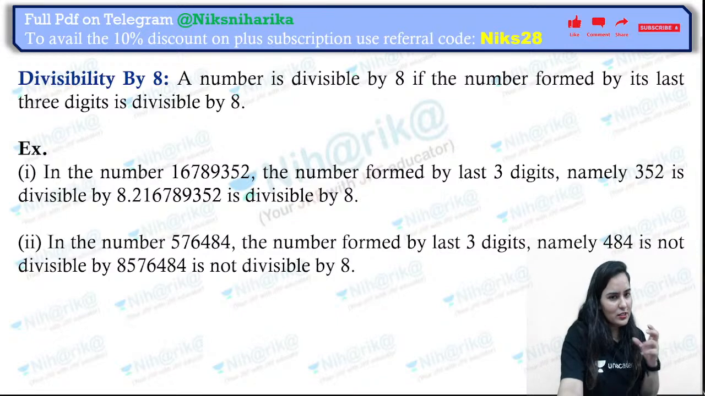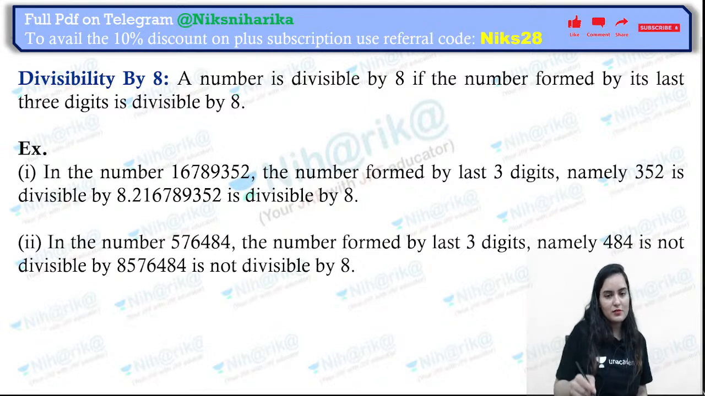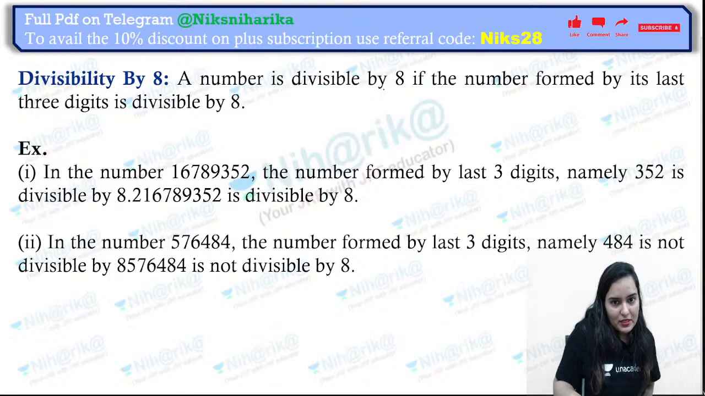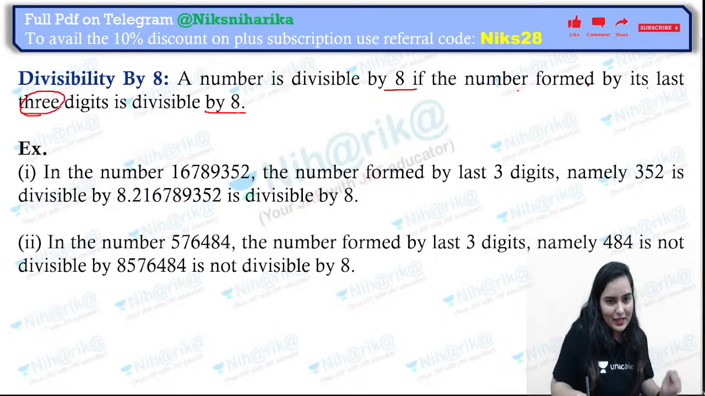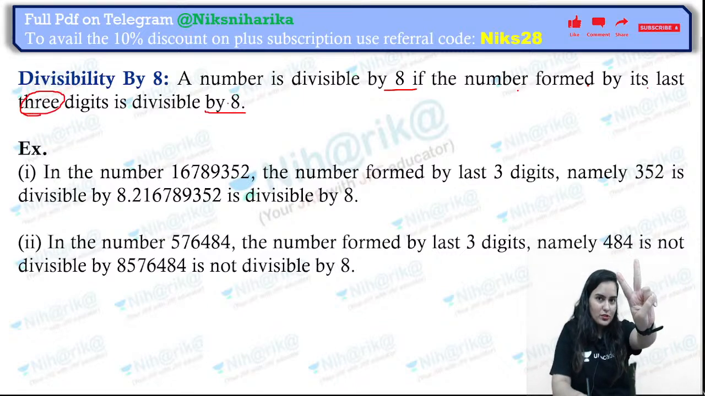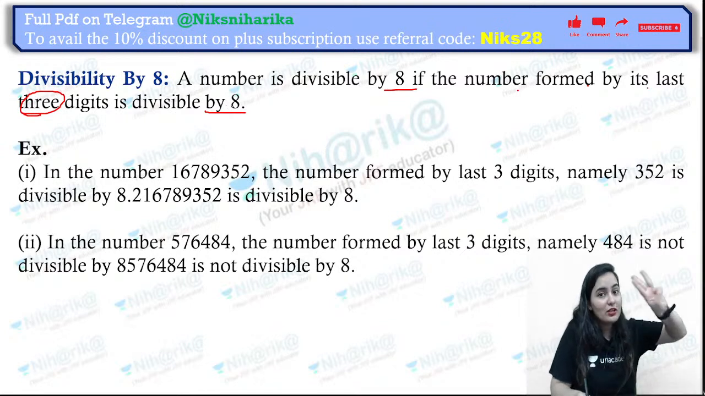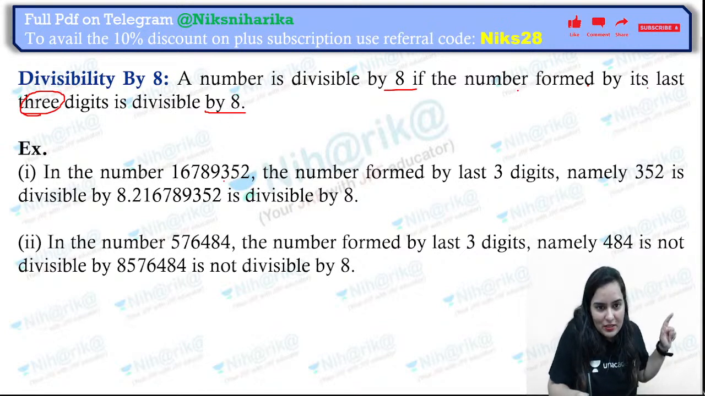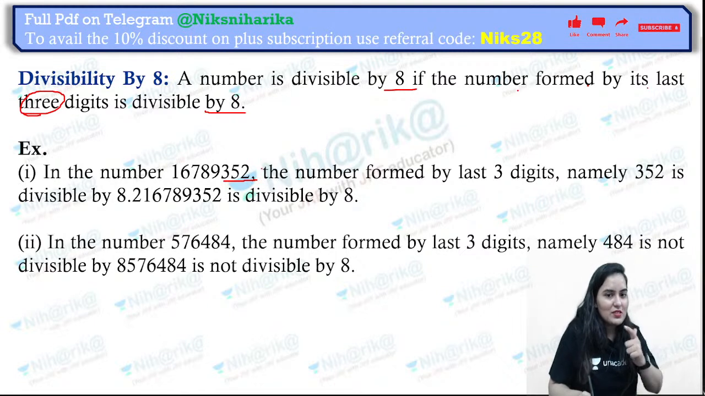Very good. Now let's see about 8. How we can quickly judge whether a big number is divisible by 8 or not. A number is divisible by 8 if the number formed by its last 3 digits is divisible by 8. For 4, we just need to take 2 digits. For 8, we need to take 3 digits. So see, 352, is it divisible by 8?